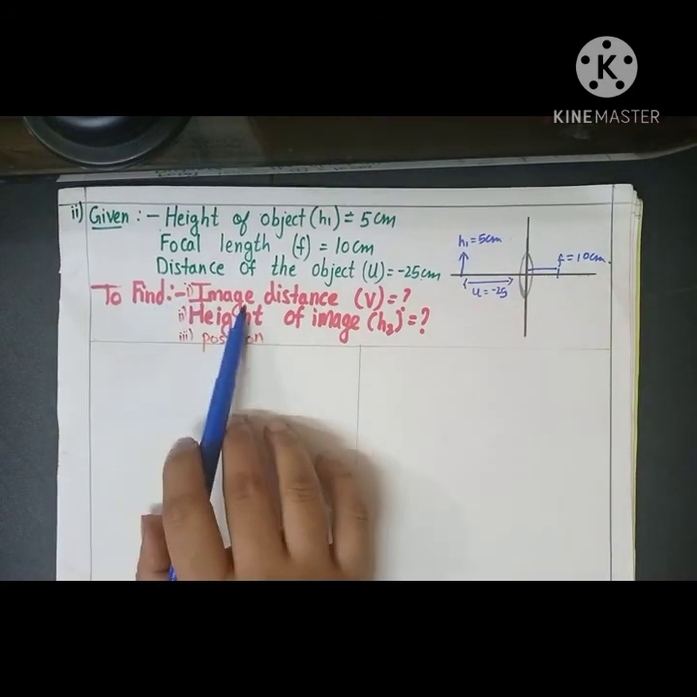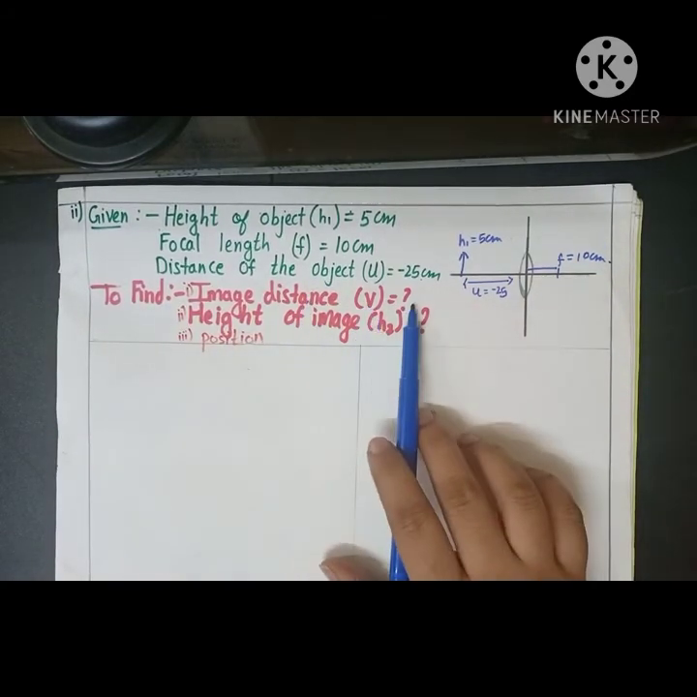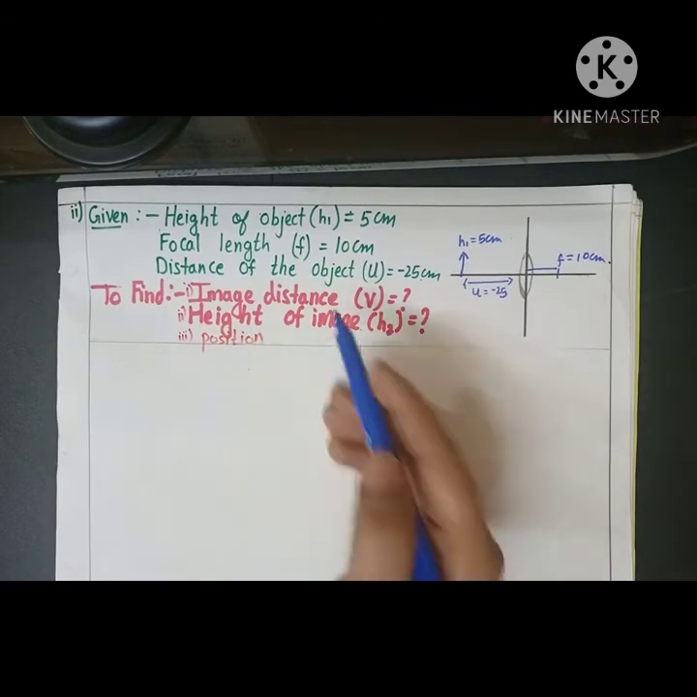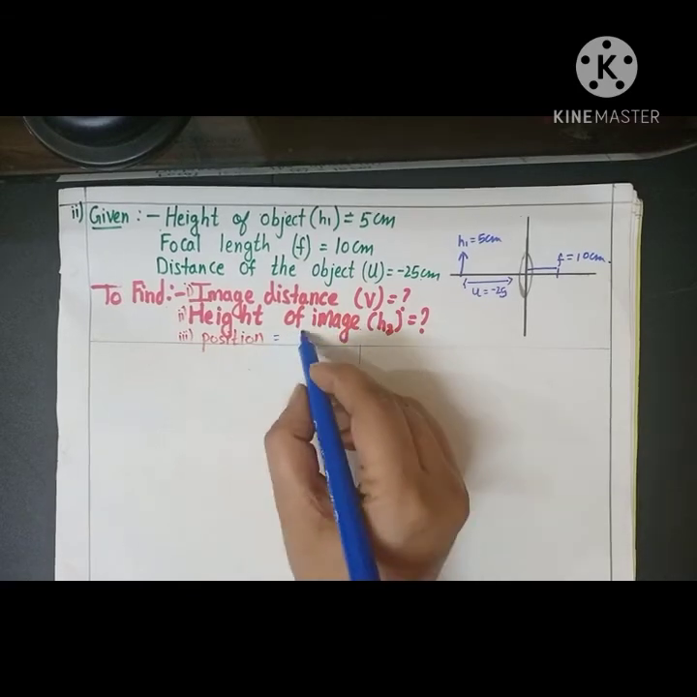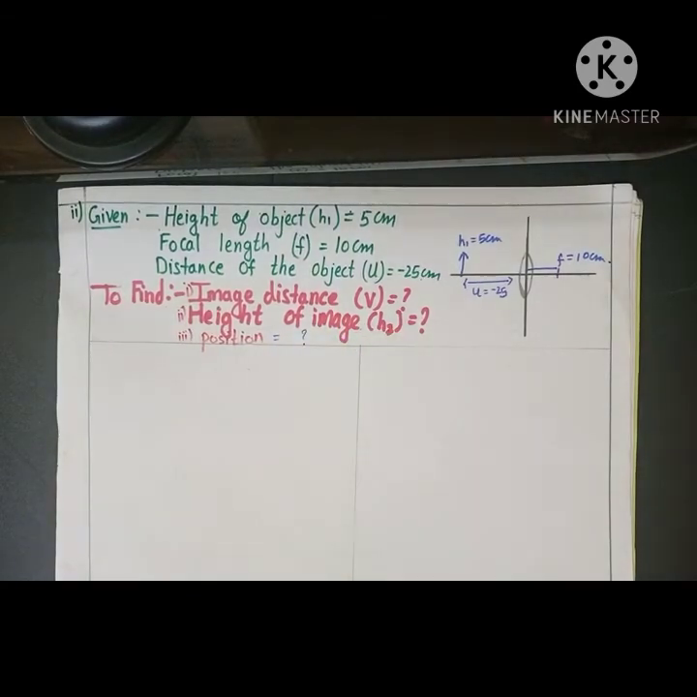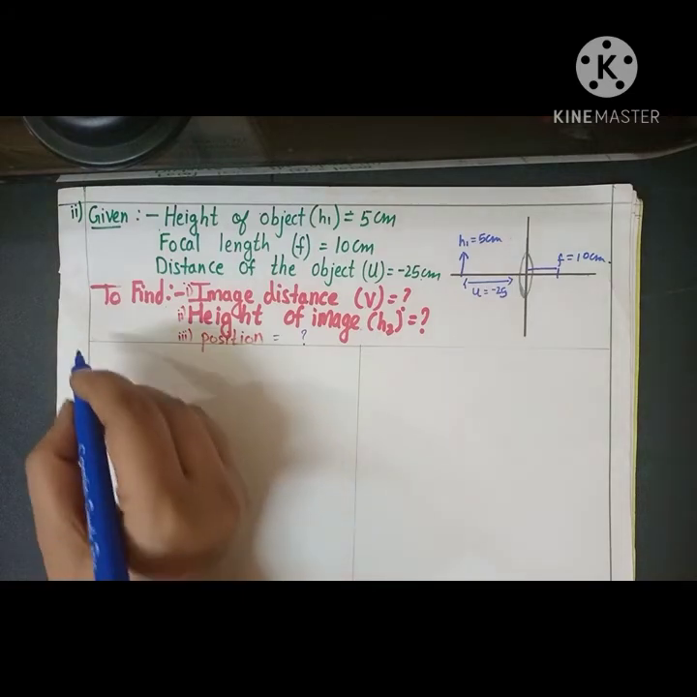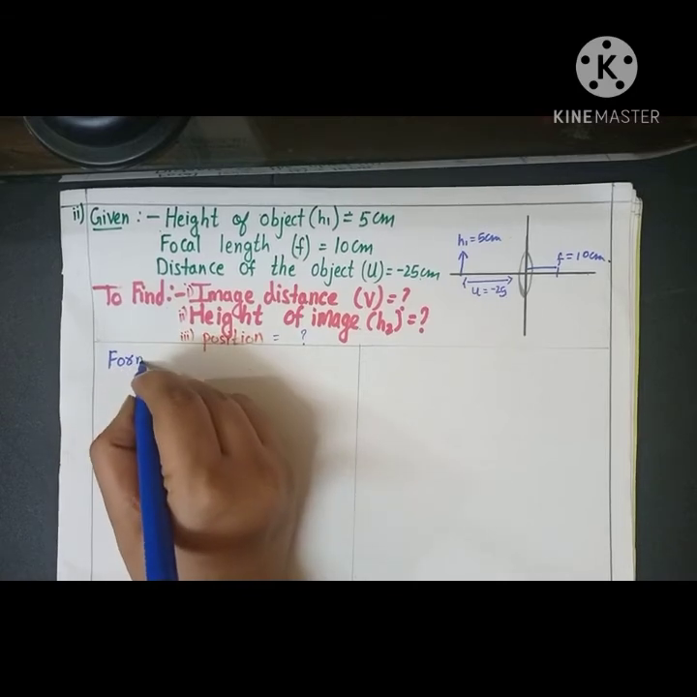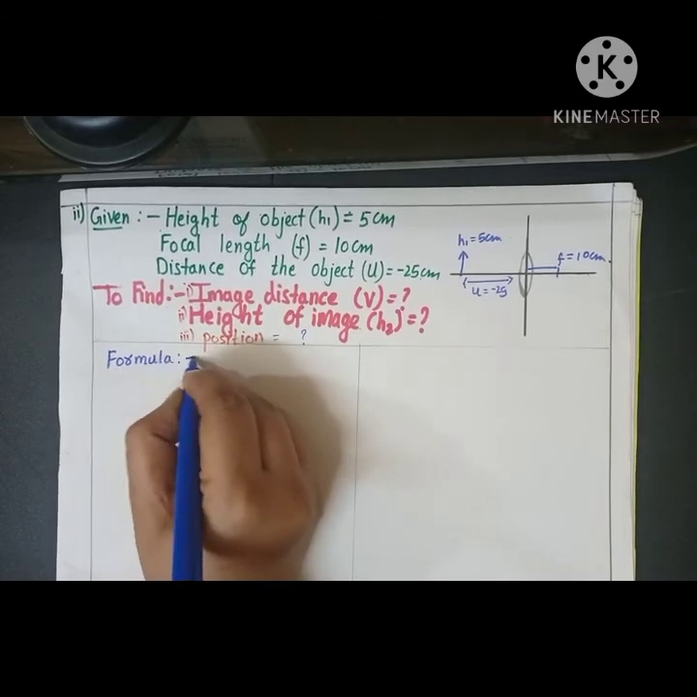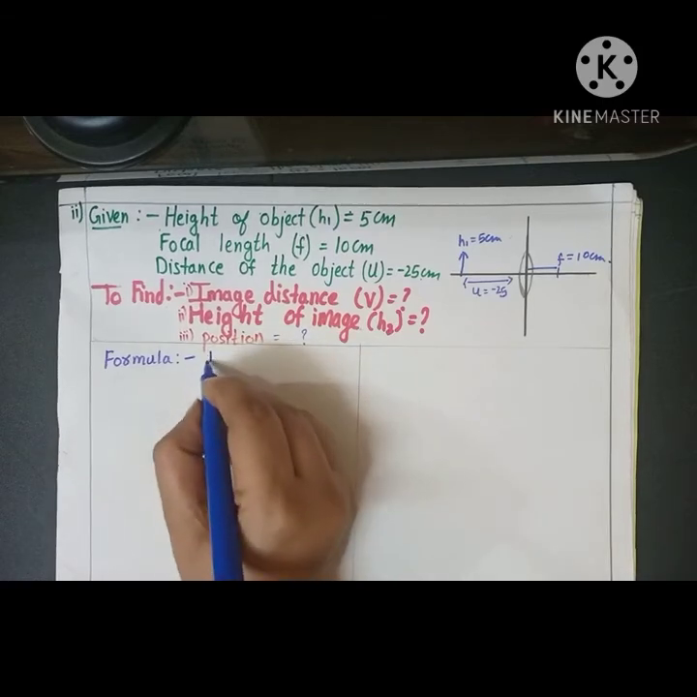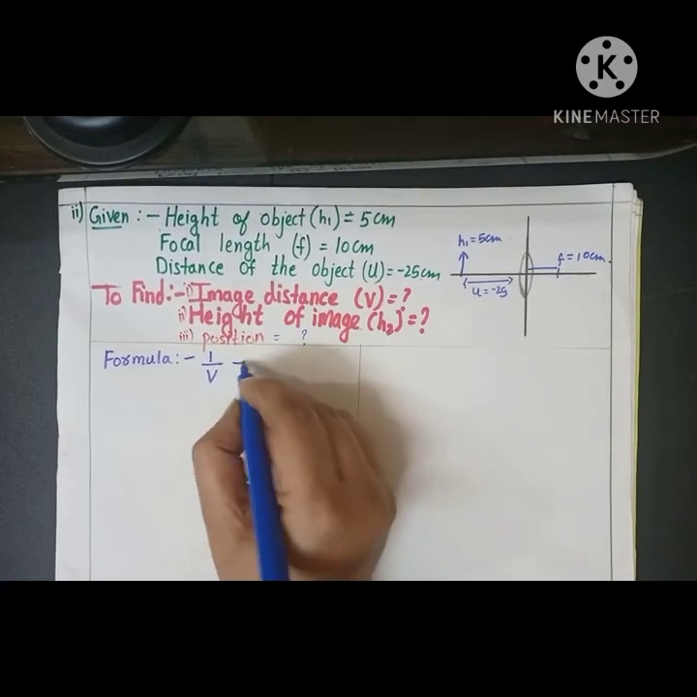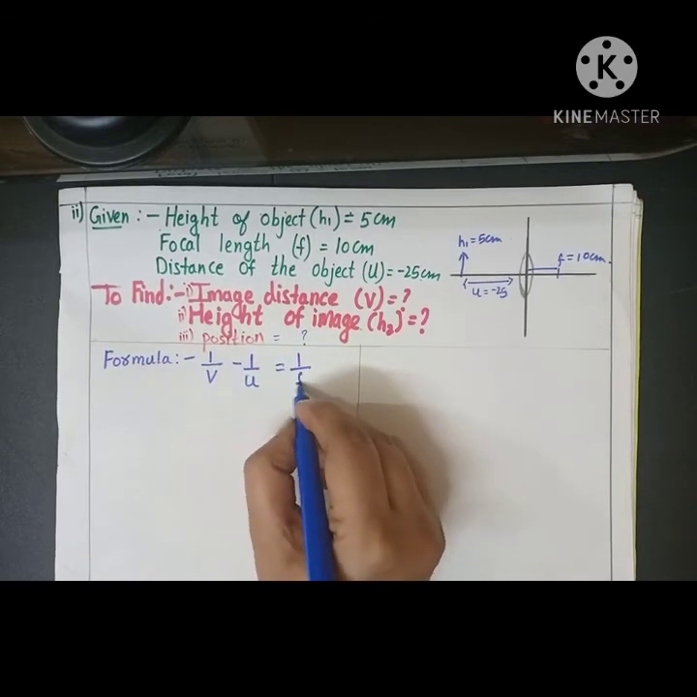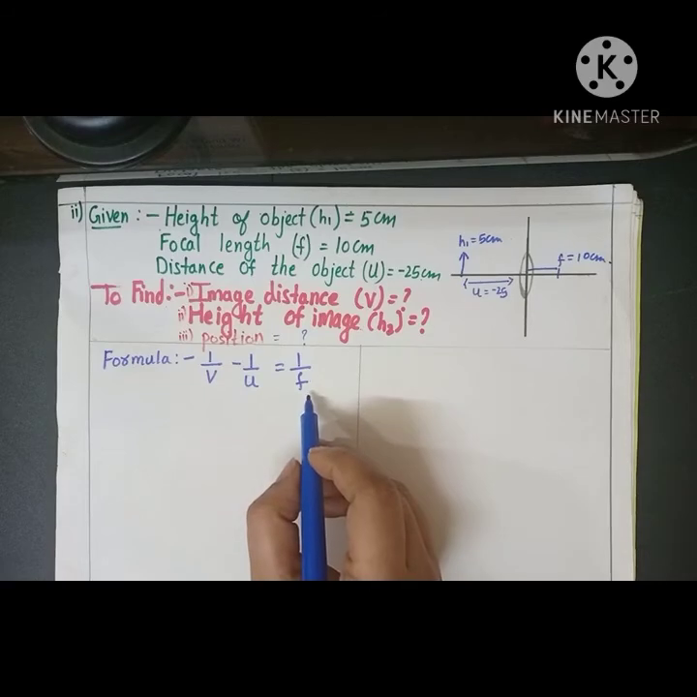To find: image distance v is equal to question mark, height of image h2 is equal to question mark, and position of the image is equal to question mark. Students, here the formula used is 1 upon v minus 1 upon u is equal to 1 upon f, the formula of focal length.